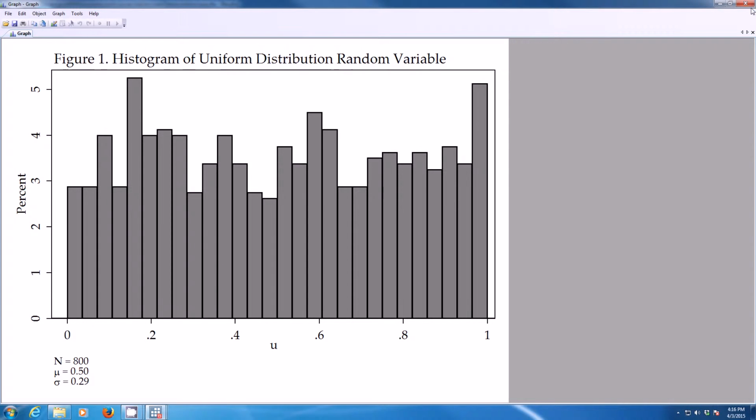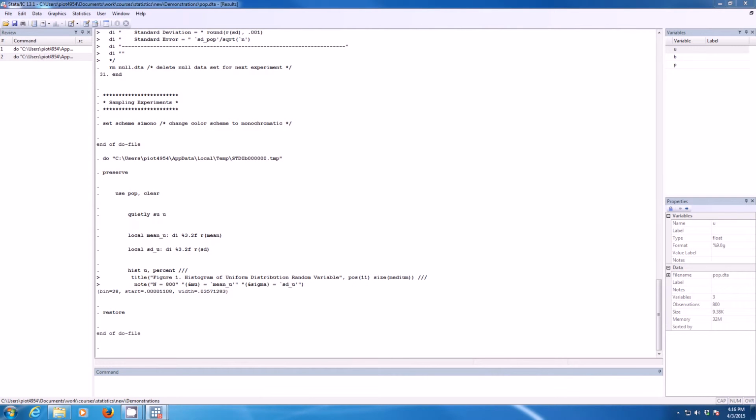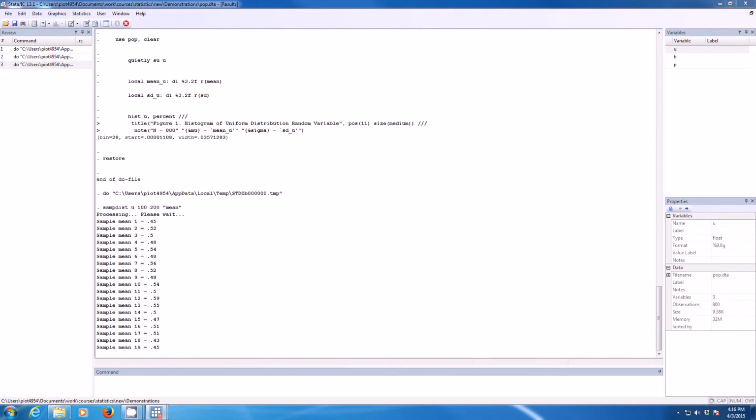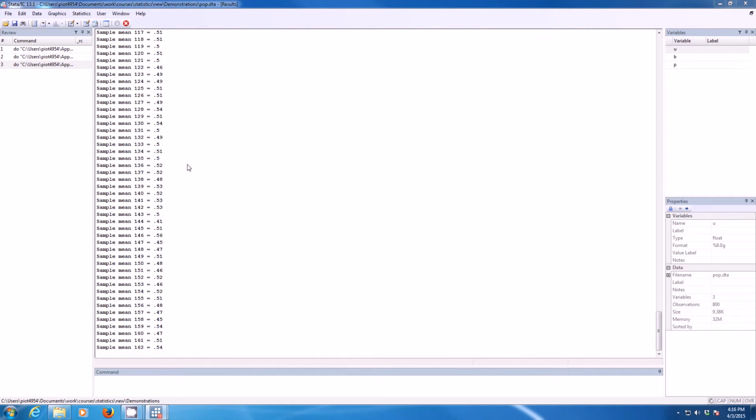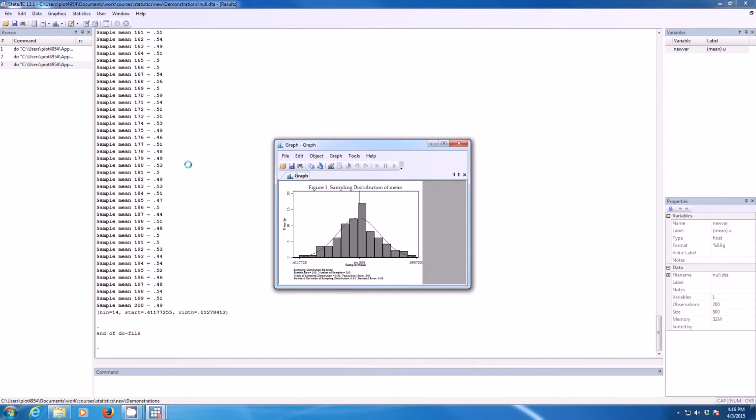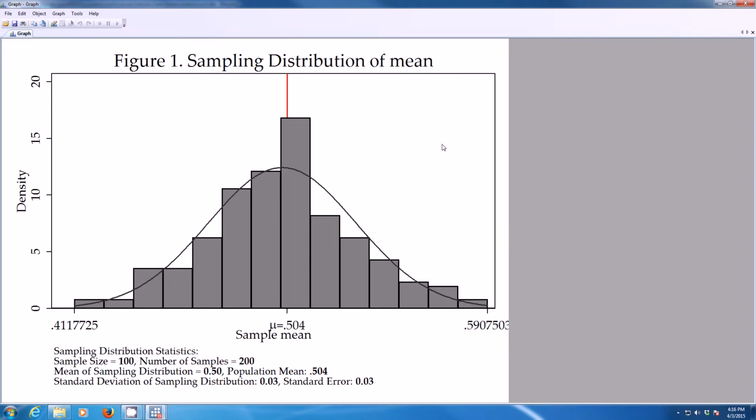So let's try that. In the first iteration, I'm going to take this variable, and I'm going to create 200 samples, each one of them independent, and each one of them of size 100. And I'm going to graph the resulting distribution. So if I run this, notice that for each of the 200 samples, it's going to calculate the sample mean. And we're going to graph the resulting distribution of sample means. And so notice a few things.